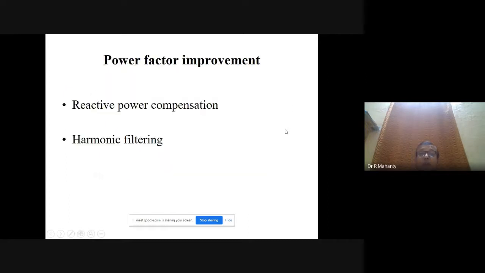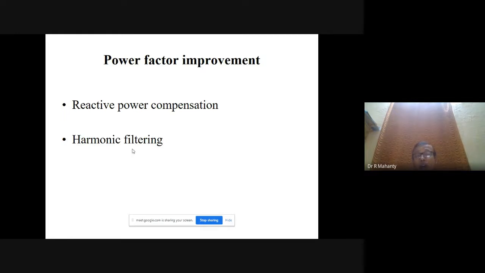Now let us come to reactive power factor improvement. So for power factor improvement, there are two things. The first thing is reactive power compensation. By reactive power compensation, you will reduce the angle between the fundamental component of current and the source voltage Vs.